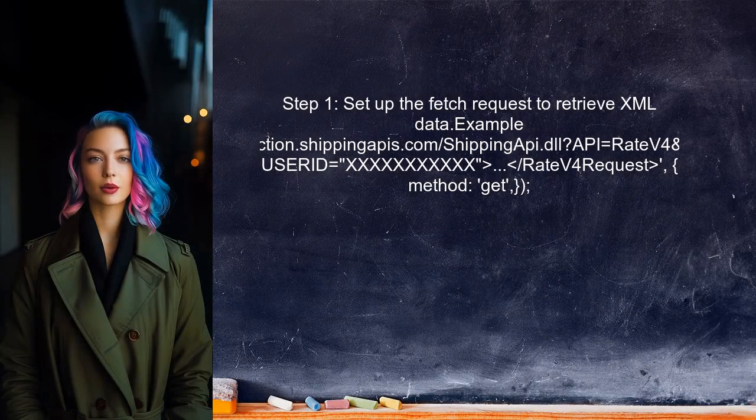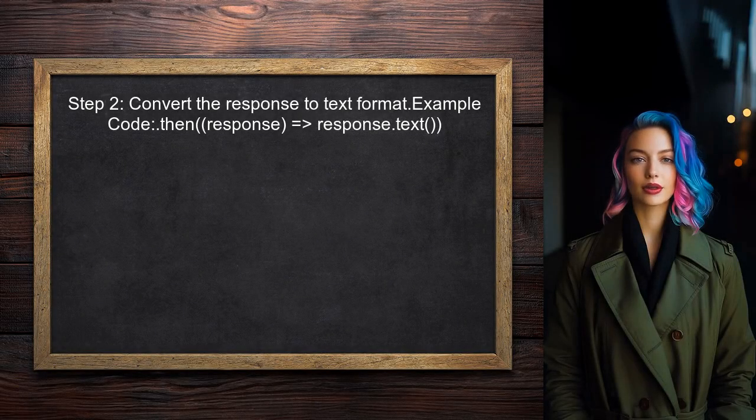To handle the XML response from the Postal Service API, the user should first ensure that the fetch request is correctly set up to retrieve the XML data. Once the user receives the response, they need to convert it to text format. This can be done using the response's text method.